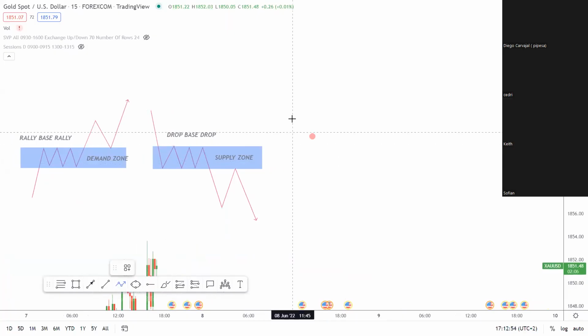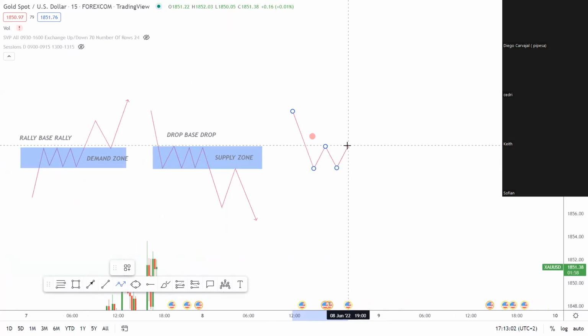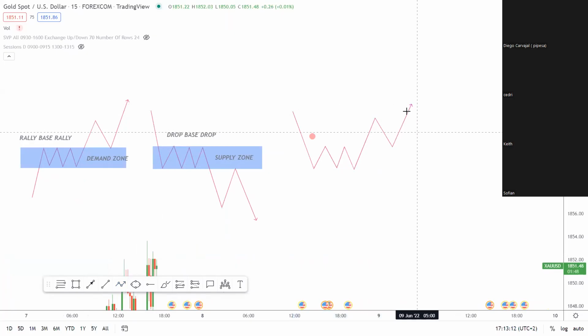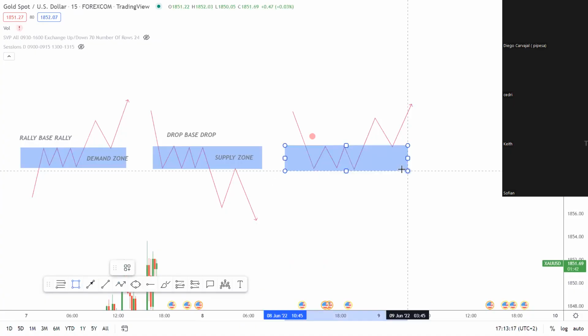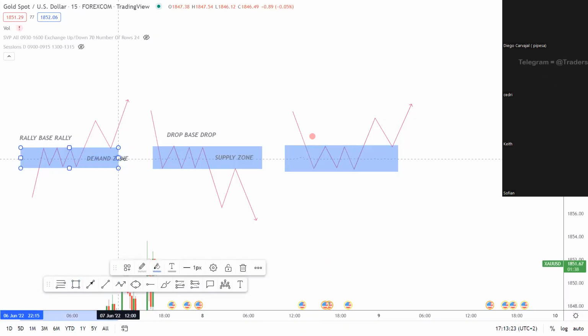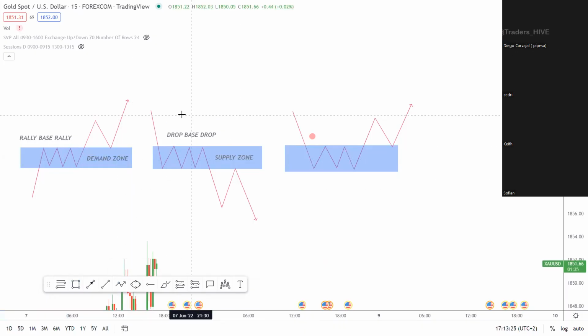The next one would be a drop, base, rally. Drop, base, rally. In this case, what would this formation be? What would this zone be? What would we name this zone in this case?